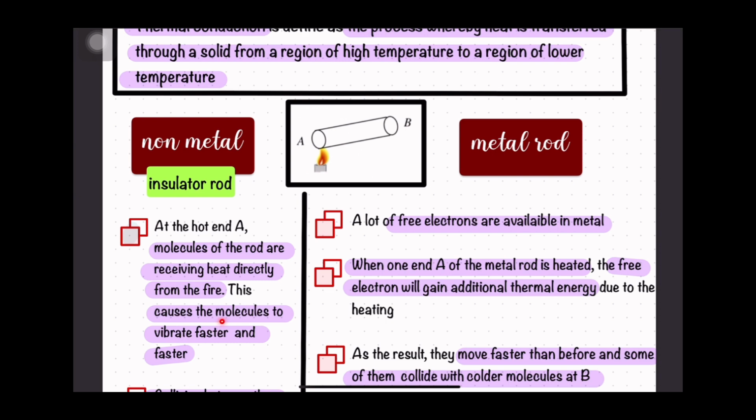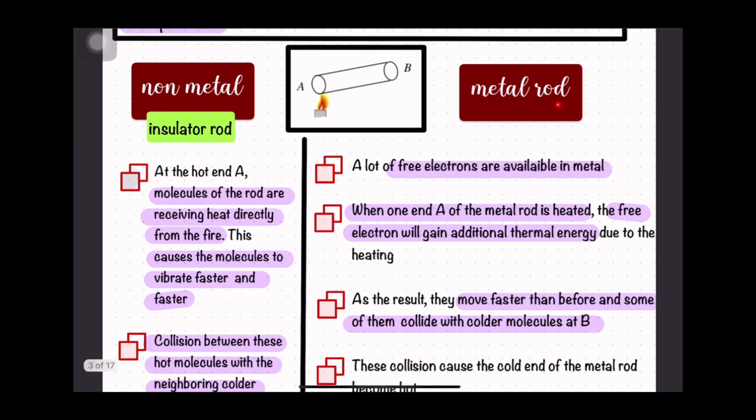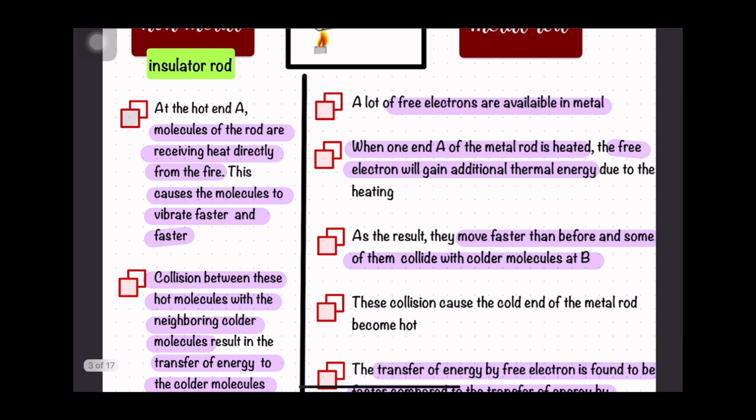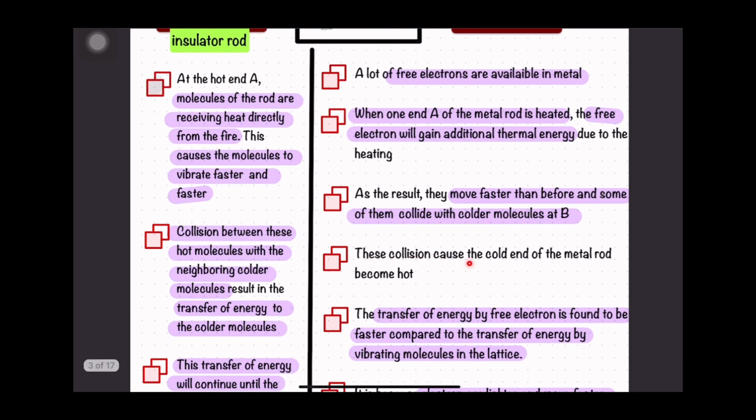Dia punya case adalah molekul yang vibrate. Okay, how about in metal rod? Metal rod maksudnya conductor yang baik lah. Okay, a lot of free electrons are available in metal. So dalam metal kita ada banyak free electron. When one end of the metal rod is heated, the free electrons will gain additional thermal energy due to the heating. As a result, they move faster than before and some of them collide with colder molecules at B. This collision causes the cold end of the metal rod to become hot.